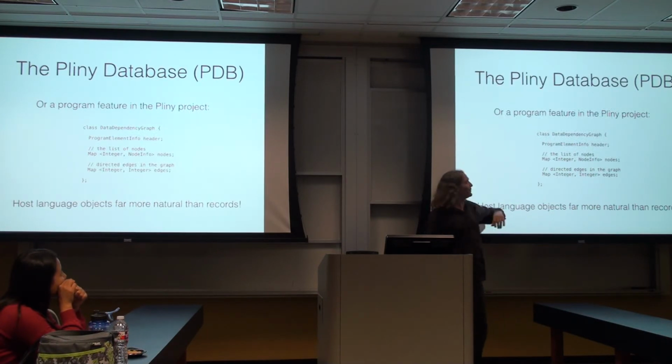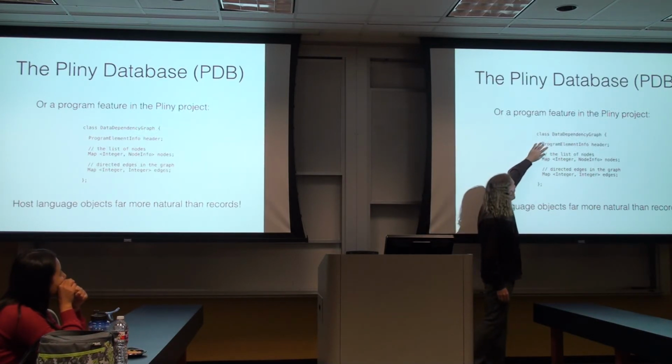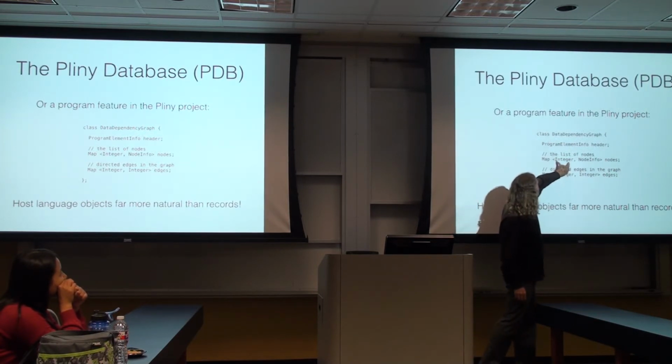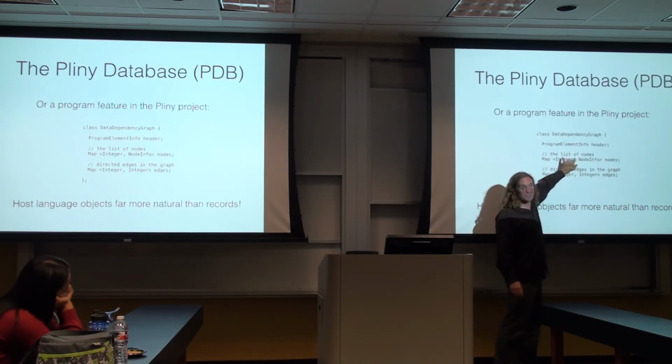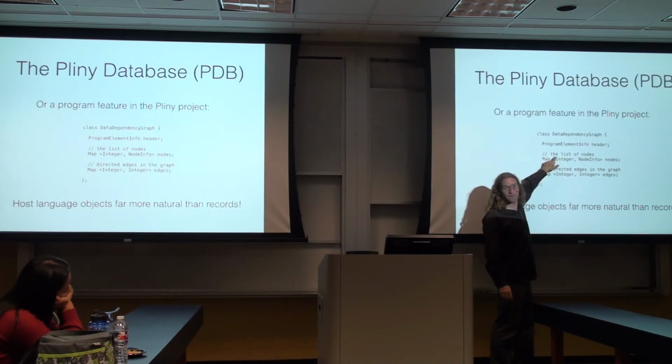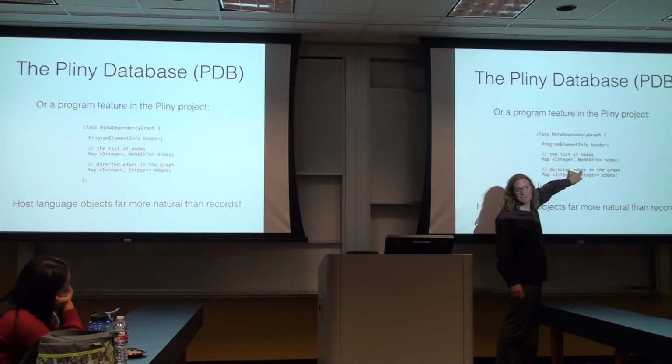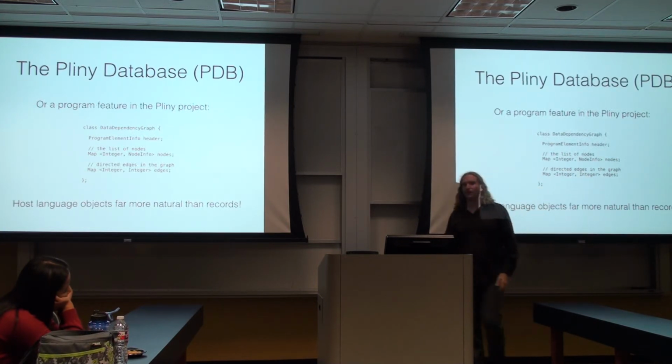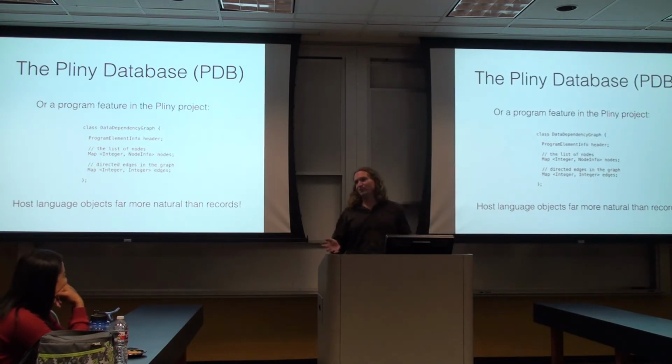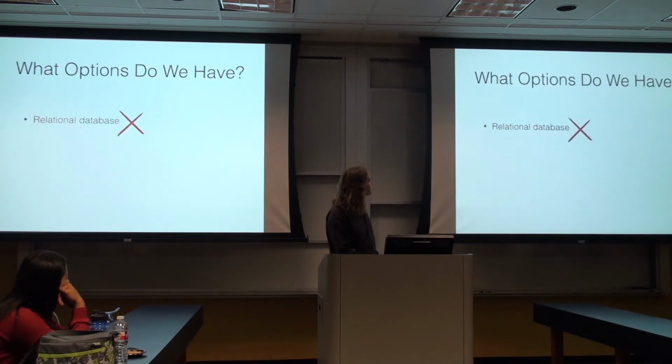A very reasonable representation for this is some sort of header information. I then have a map from integers to node info, which is essentially giving the nodes in this graph. And then I have another map from integer to integer, these are node IDs, that's telling what the edges of the graph are. Again, this is a very simple example, but it's something that doesn't fit nicely into a record. It's an example where a host language makes a lot more sense.